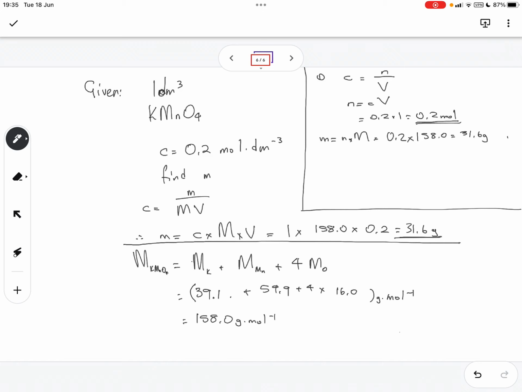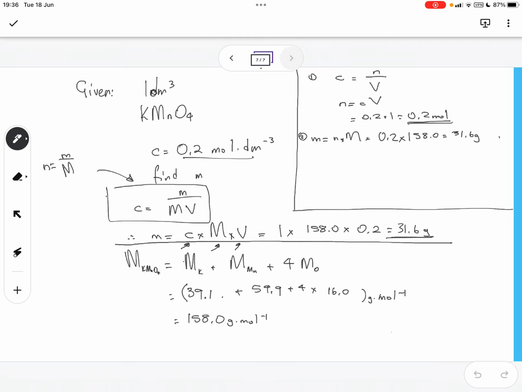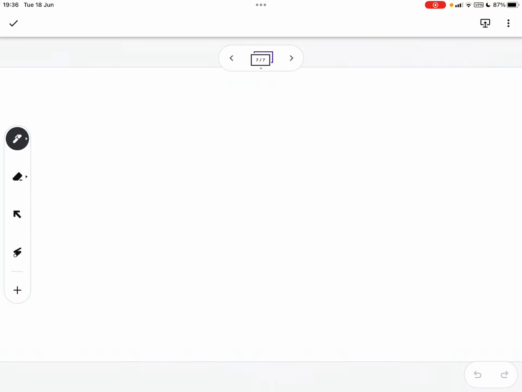So there's 2 ways to do it. The first one is direct, just work with the concentration formula where you substitute n equals m over big M into that equation, and then you just substitute every bit of information that is given. So we're given the concentration, we found the molar mass, and we're also given the volume, and then that gives us the mass of substance that we must use.